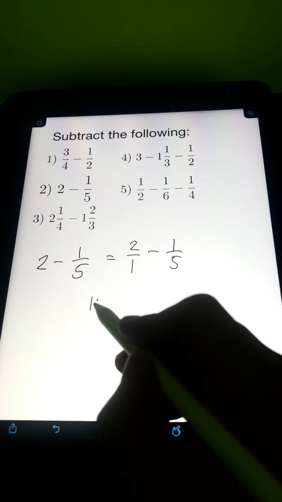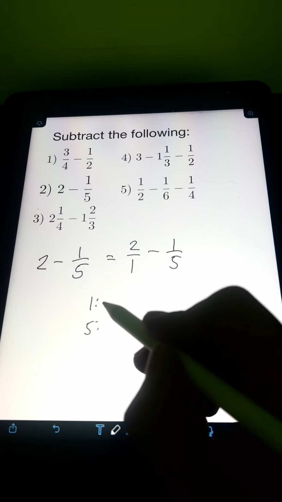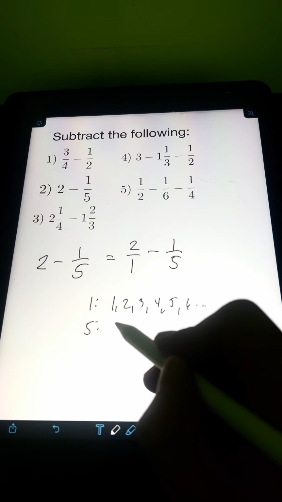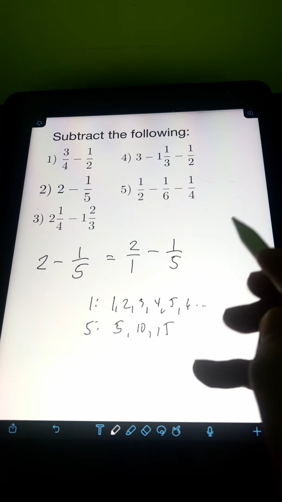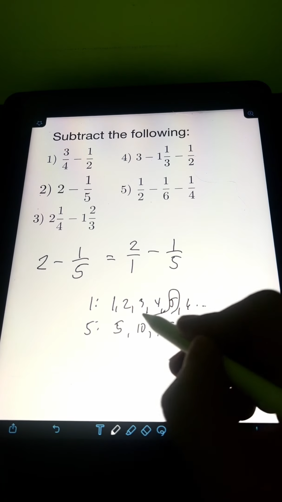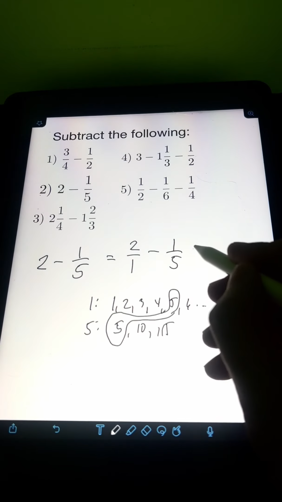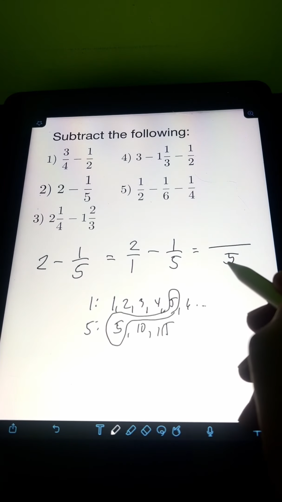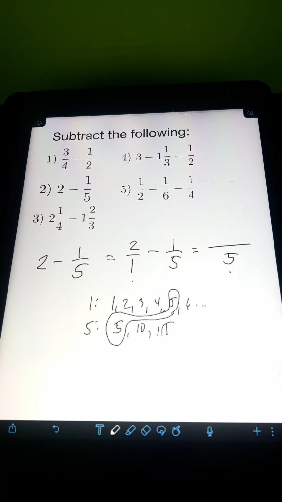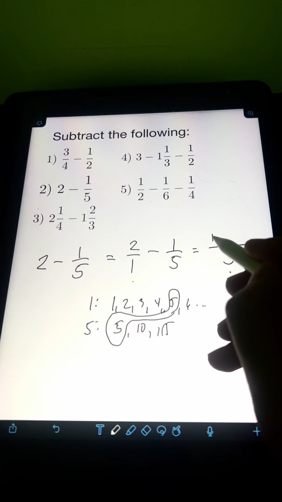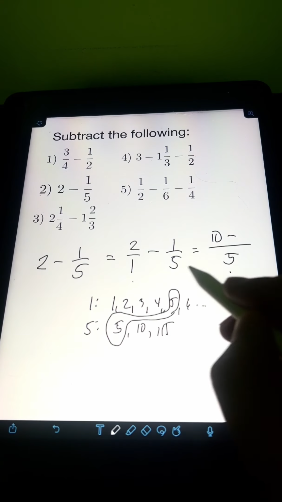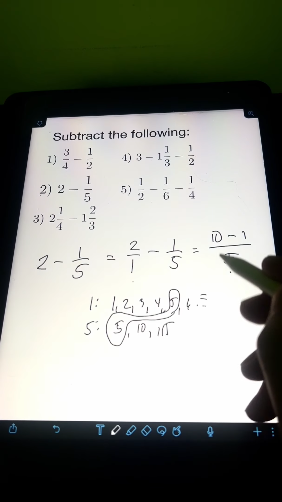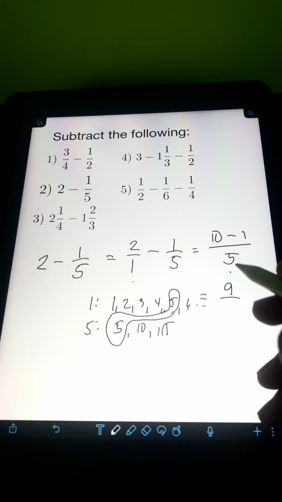So the LCD of 1 and 5, obviously, if you list the multiples of 1: 1, 2, 3, 4, 5, 6, and so on. For the 5: 5, 10, 15. So the LCD will be obviously 5, right? So we will write the new denominator of 5, then do the same as the previous problem. So follow the steps. So 5 divided by 1, it's 5, times 2, 10, minus 5 divided by 5 is 1, times 1, 1. So we will have 10 minus 1 or 9 over 5.